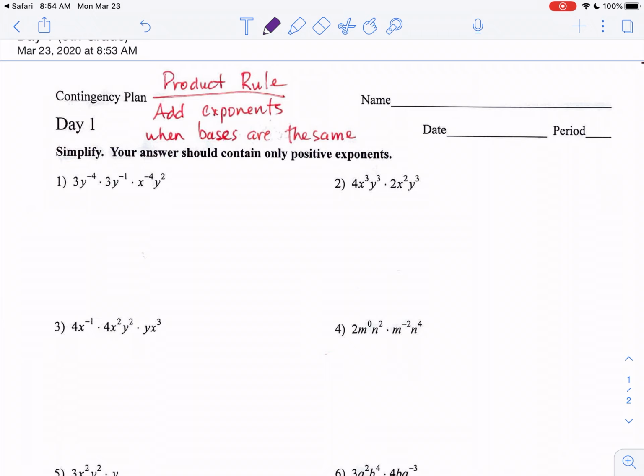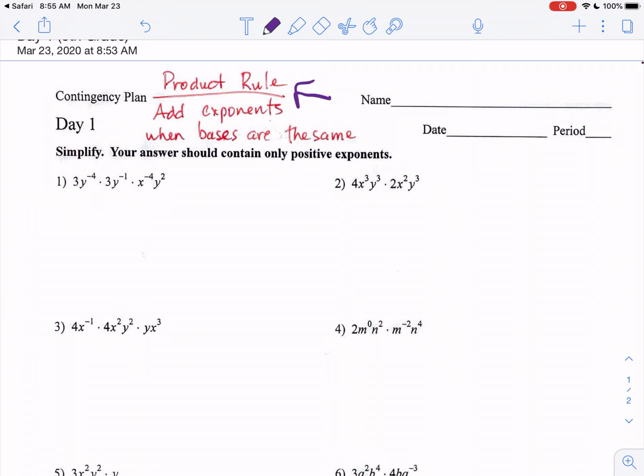So day 1 of our contingency plan, we're talking all about the product rule with exponents. Remember, Mr. Eckerly wrote up here, the product rule is where you add exponents when the bases are the same, and the bases don't change. So we're going to do the first 4 together.